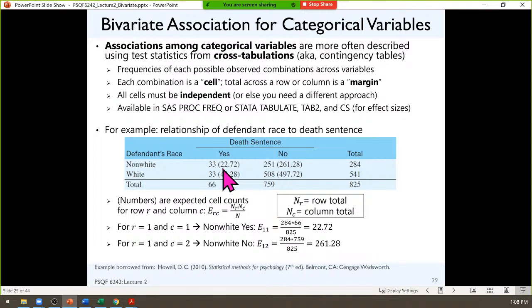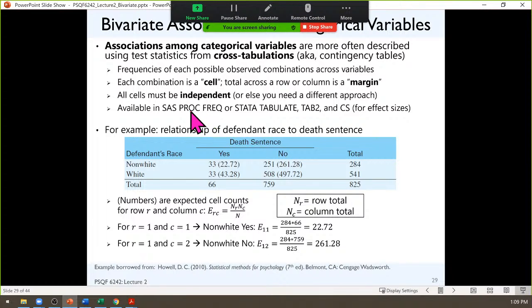So if these variables had nothing to do with each other, then I should have seen about 23 people in that combination of non-white people who were given a death sentence. Likewise, if these variables had nothing to do with each other, then I should have seen about 43 white people who were given a death sentence. And we can compare the actual to the expected as our index of whether or not these things are associated. So the basis of chi-square is to literally do that comparison. For each cell, how far off is what happened for real versus what should have happened based on the margins, based on the total for the column and the total for the row.